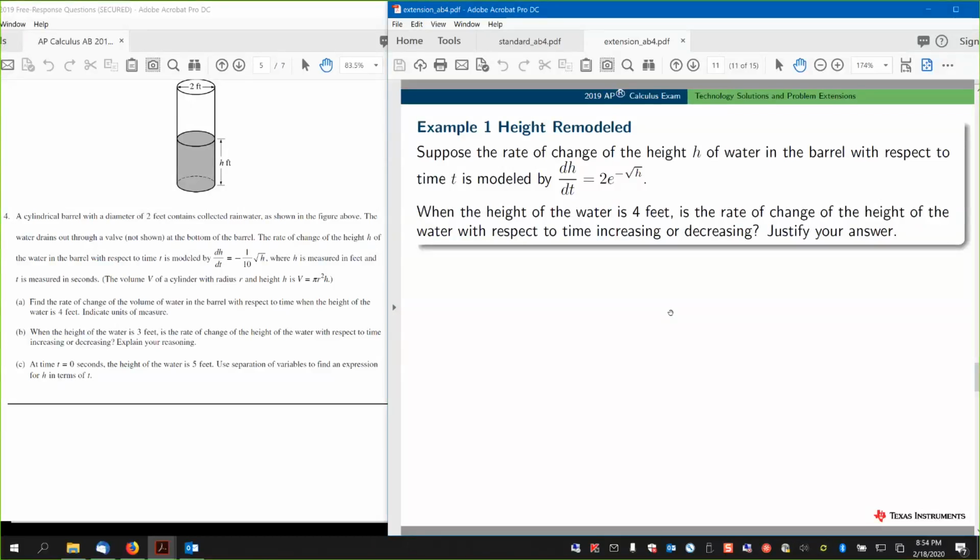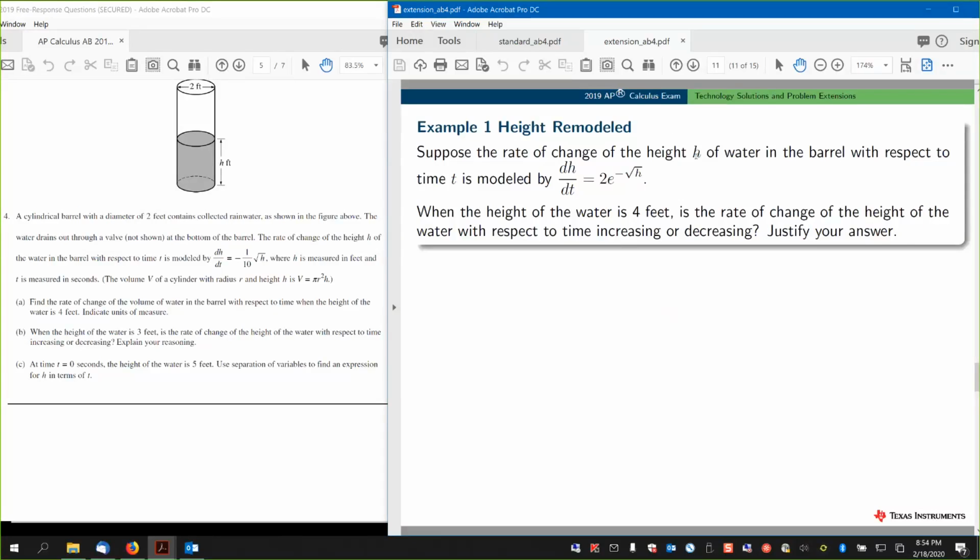So I won't read through everything here, but this is an example of an extension. This is just a little bit different dH/dt, a similar situation with a similar cylindrical barrel, and we want to know when the height of the water is 4 feet, is the rate of change of the height of the water with respect to time increasing or decreasing? So it's a very similar question, but it's a different dH/dt. Makes the student use some different techniques, some different concepts, makes them think a little bit more.